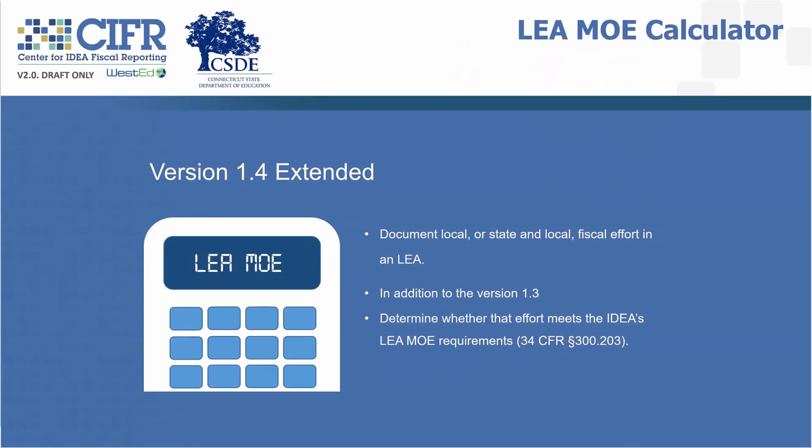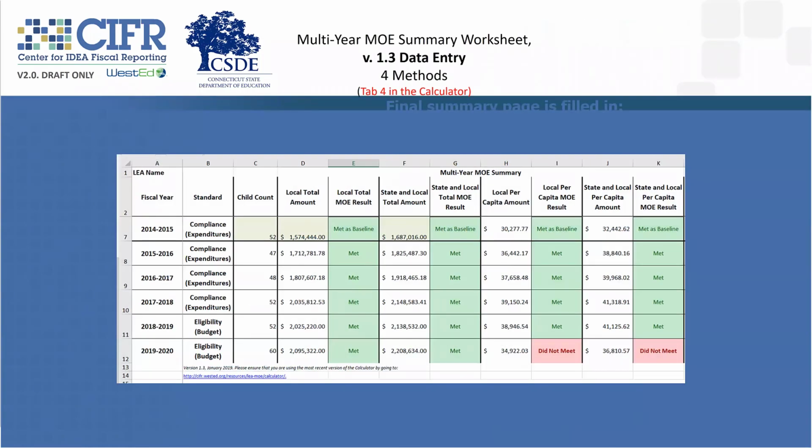So we're almost at the end, but we need to review the LEA MOE calculator version 1.4 extended. The need for version 1.4 extended is due to the 1.3 version of the Excel spreadsheet being able to be completed for the compliance standard, but not for the eligibility standard. Let's look once again at a completed 1.3 version. Here is a 1.3 version, a summary tab sheet. As you see, the eligibility standard for the FY21 IDEA Part B application is fiscal year 2021. It is not on the tool.